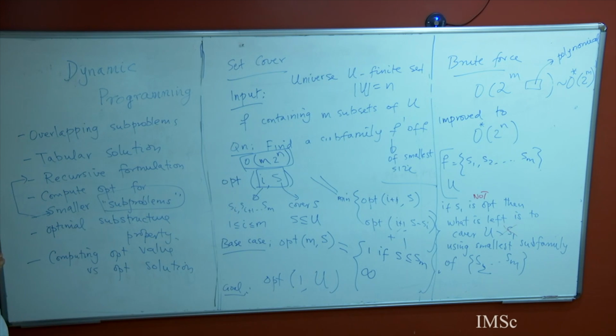Then 2 power n can be much bigger than the size of the family.